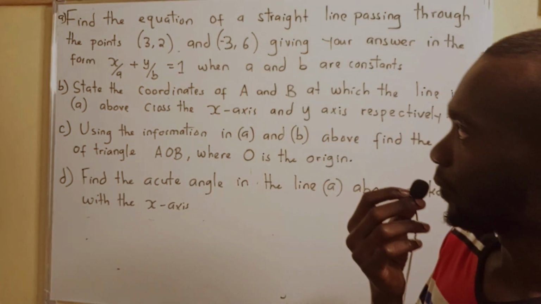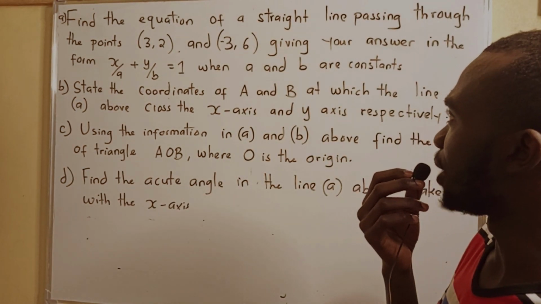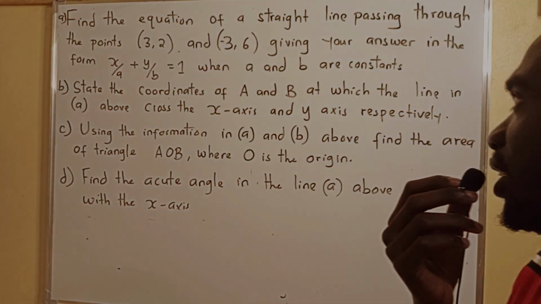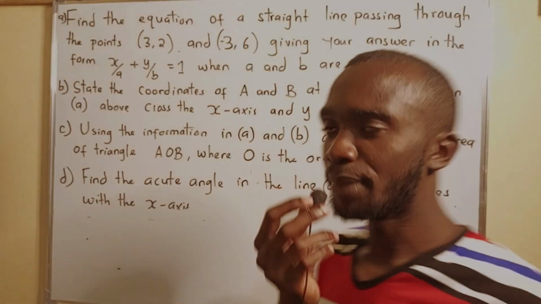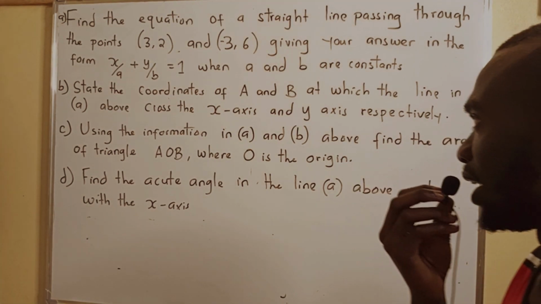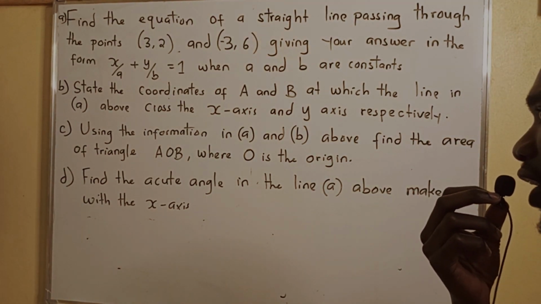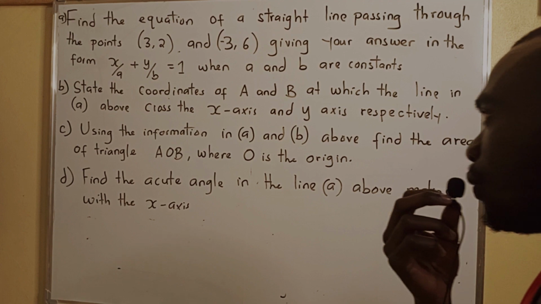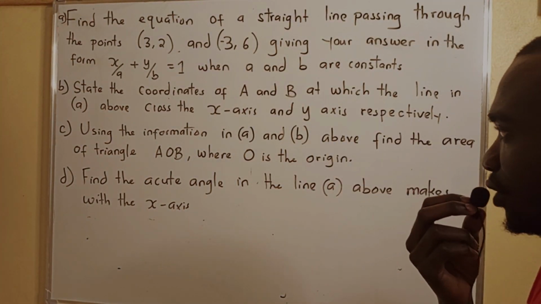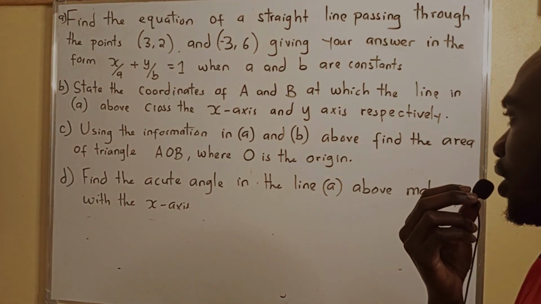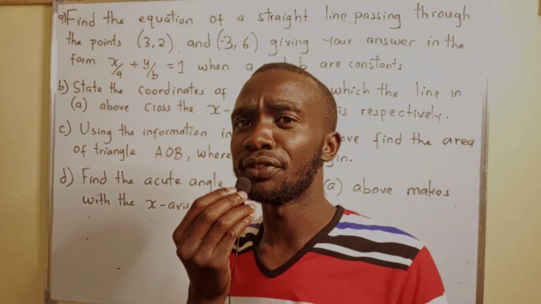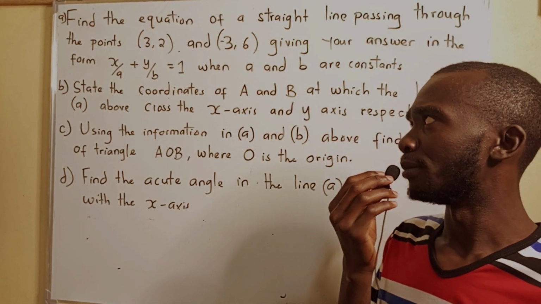Part B of the question: state the coordinates of A and B, at which the line in A above crosses the x-axis and the y-axis respectively. Part C reads: using the information in A and B above, find the area of the triangle AOB, where O is the origin. Then the final question: find the acute angle the line in A above makes with the x-axis.